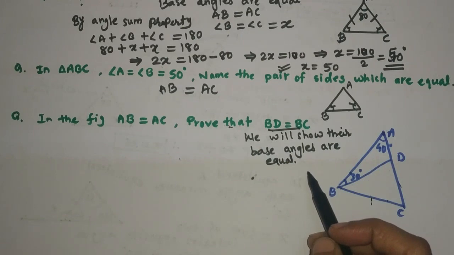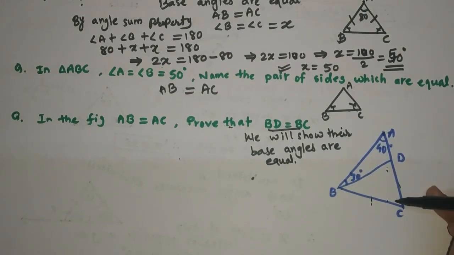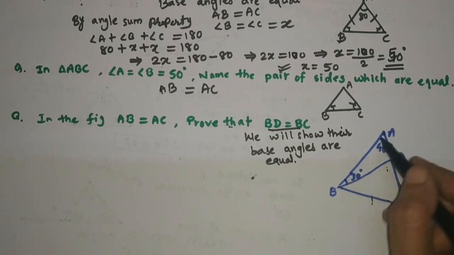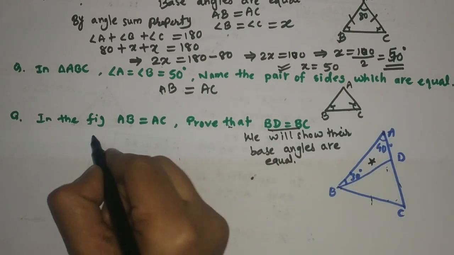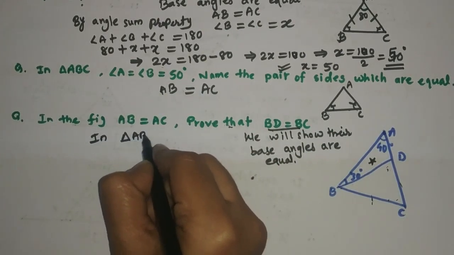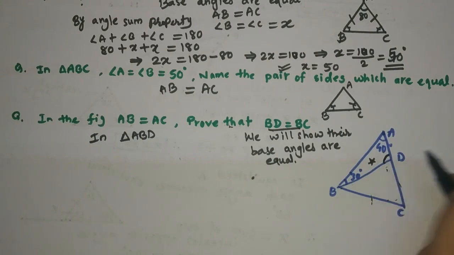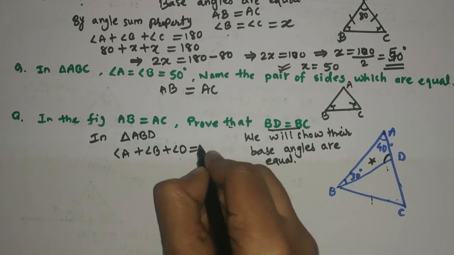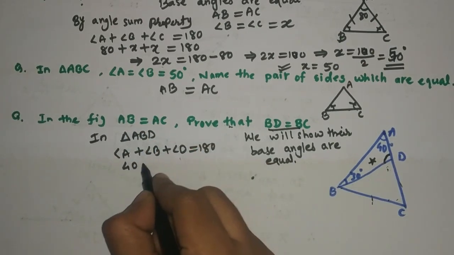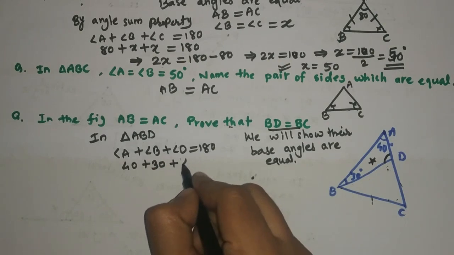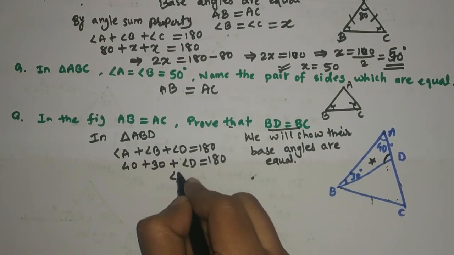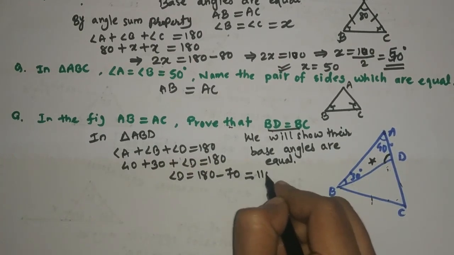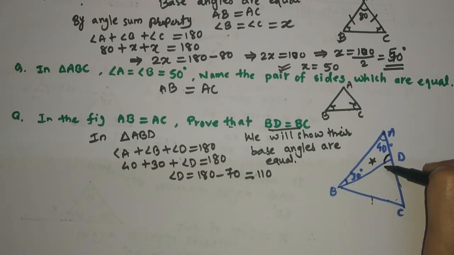So in order to show their base angles are equal, we need to find out these two base angles, at D and C. So if you see in this triangle ABD, first of all in triangle ABD, I want to find out this angle D. Okay. So angle A plus angle B plus angle D is going to be 180 degrees. So angle A is 40, angle B is 30. We'll find out angle D. So angle D is equal to 180 minus this 70. So we'll get 110. So friends, we got this 110.